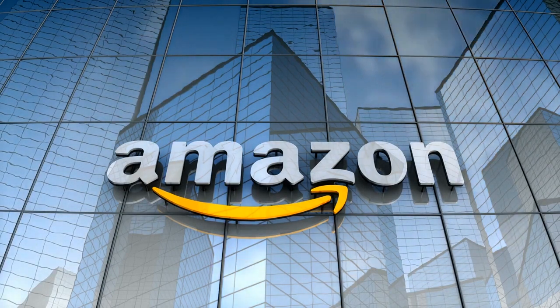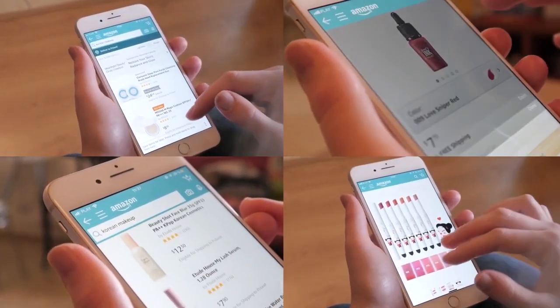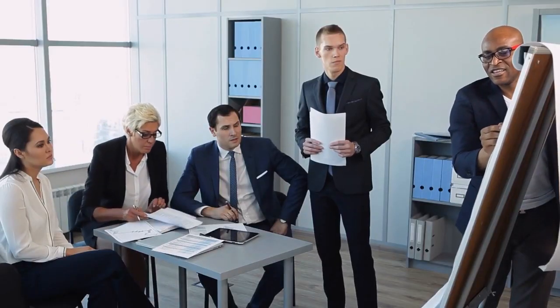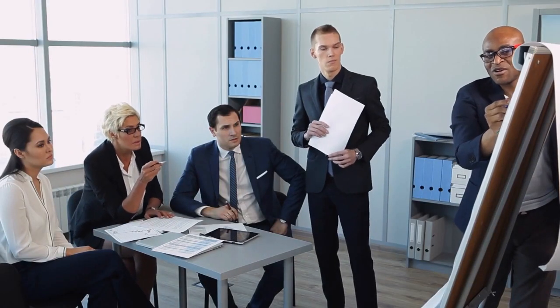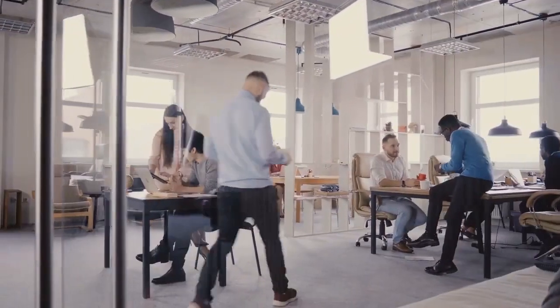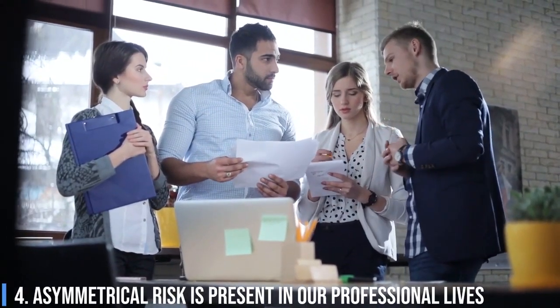In the case of Amazon, investors likely knew that e-commerce was a fast-growing trend, but they did not know which company would thrive in it. When there are asymmetrical risk opportunities, there will likely never be perfect information available for you to decide whether to take that opportunity. Number 4. Asymmetrical risk is present in our professional lives.